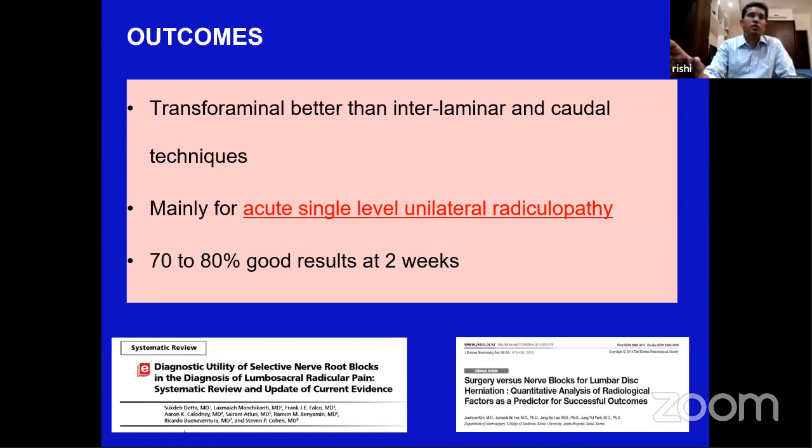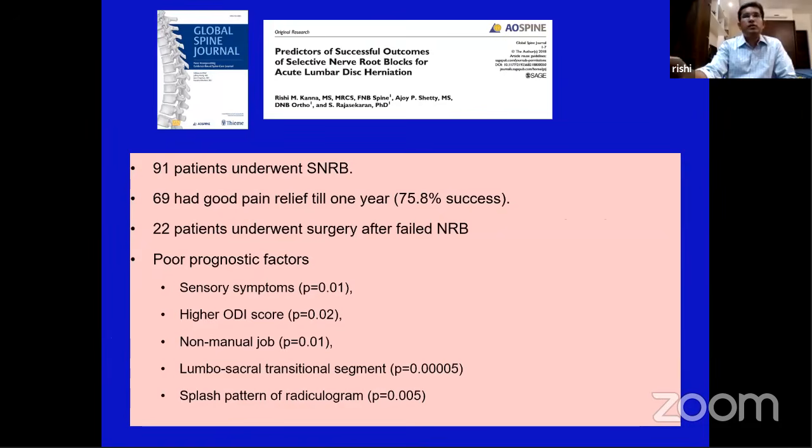If you look at the outcomes as per literature, it has very good results, almost 70 to 80% at 2 weeks. And up to 1 year, these successful results have been retained, especially in patients with acute single-level unilateral radiculopathy. So we also did a prospective study in about 91 patients who had a selective nerve root block. These are the patients who had failed conservative treatment and who opted for a selective nerve root block instead of a surgical intervention. These were consecutive patients and we followed them for 1 year.